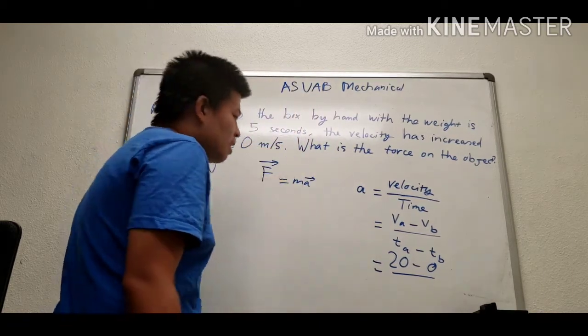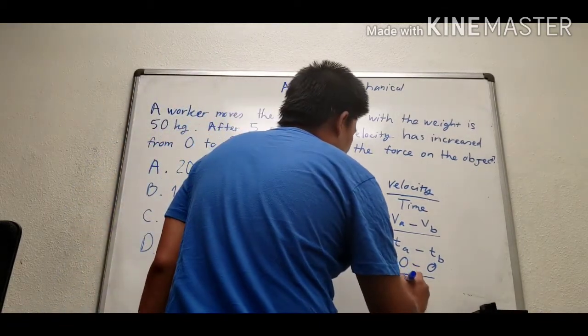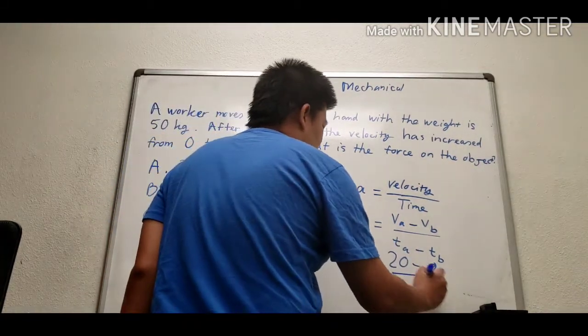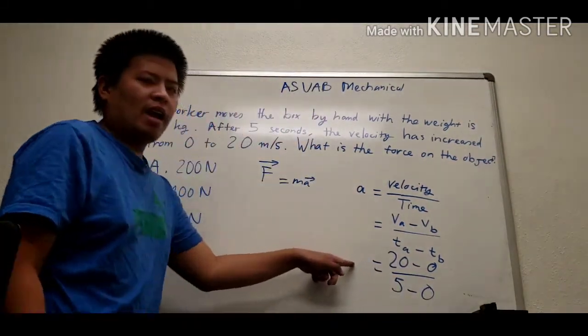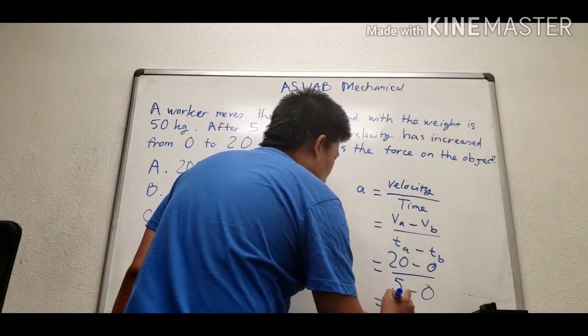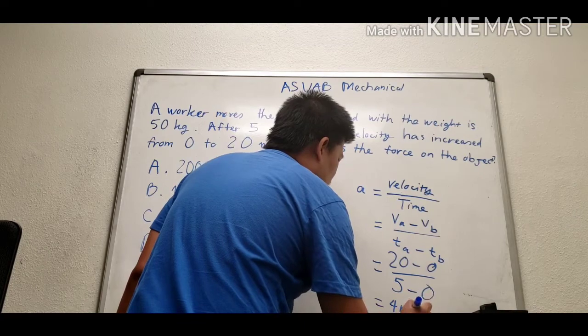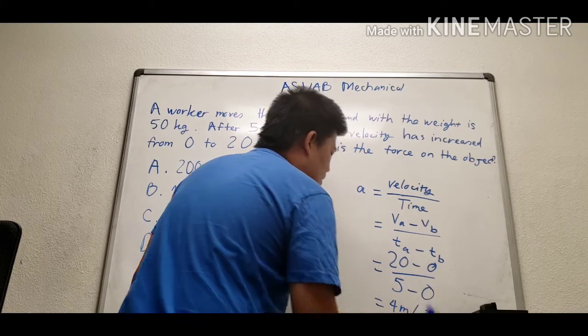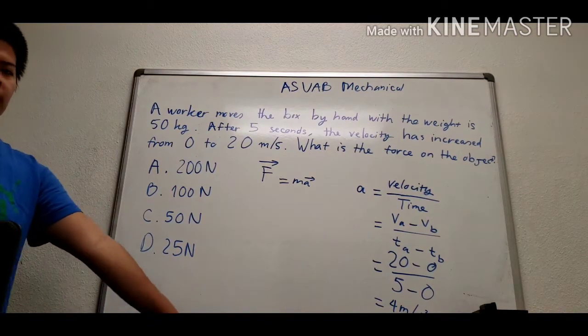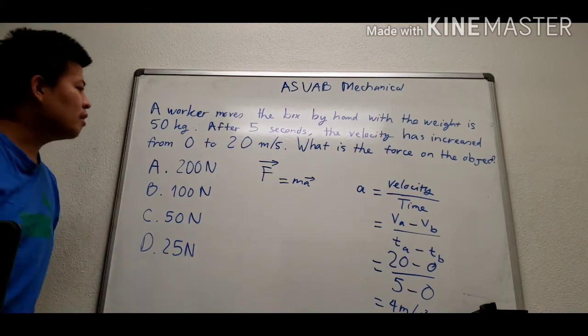After 5 seconds, that's about 5 minus 0, because at the beginning we don't have the time counting. So we have 20 divided by 5 is about 4 meters per square second. So this is about the acceleration we need to find.